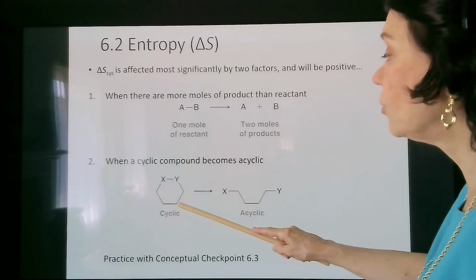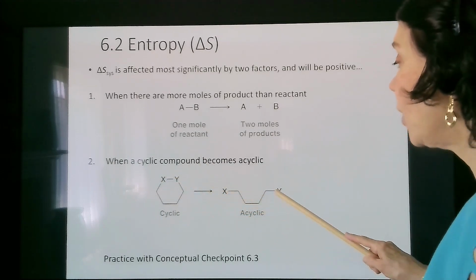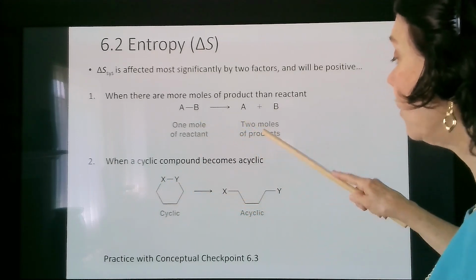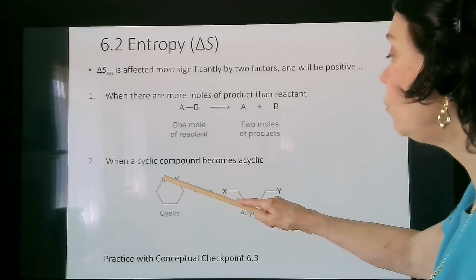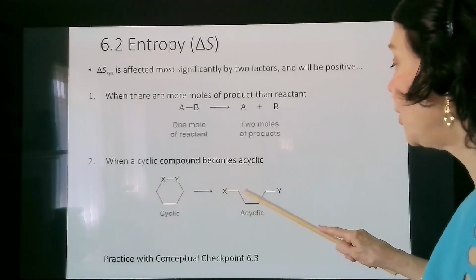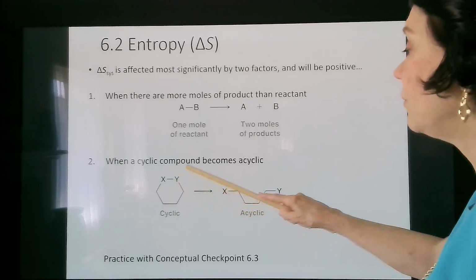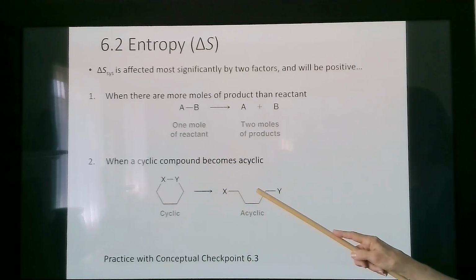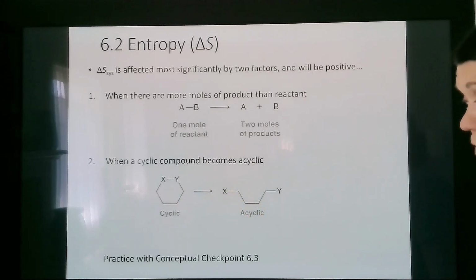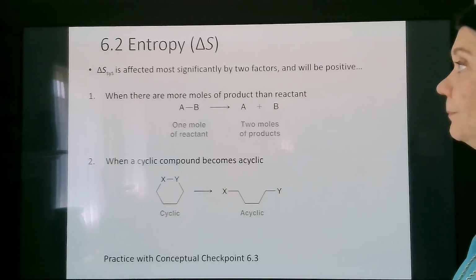Here, similarly, when a cyclic compound becomes acyclic, you're breaking the bond. It's sort of similar to this. The two atoms, X and Y, are still tethered together, but this is cyclic and this is acyclic, so this is going to increase in entropy as the reaction proceeds.